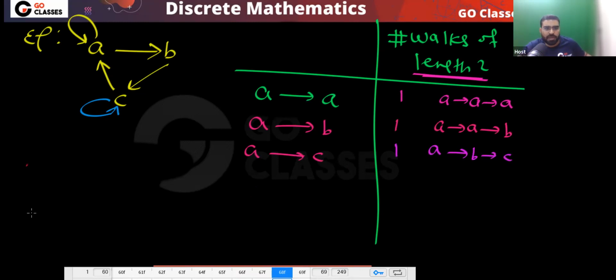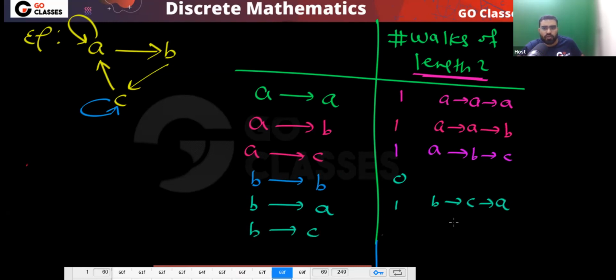From B to B, how many? Of length 2, that is 0. There is no walk of length 2. From B to A, how many? From B to A of length 2, there is 1, that is B to C, and then C to A. Next, from B to C, how many? From B to C, there will be 1. Are you getting my point?